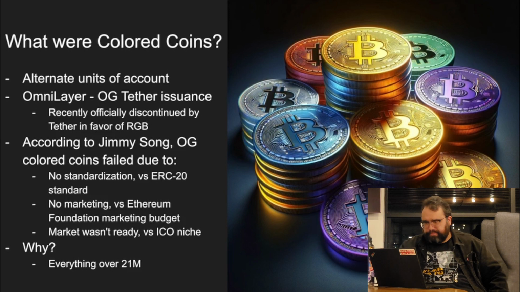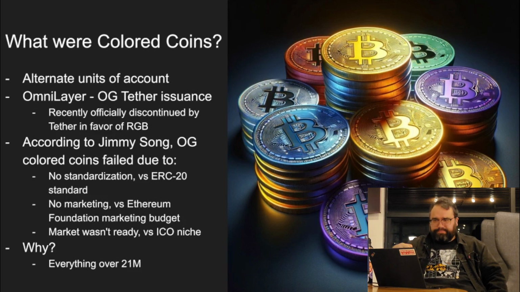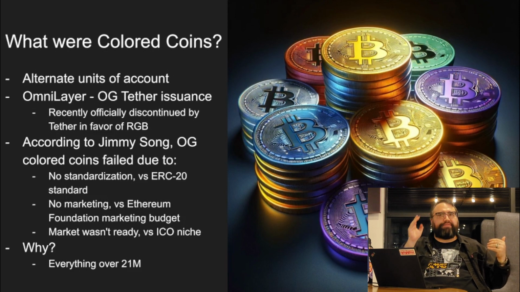Jimmy Song did a lot of work on colored coins early on. I'm sure you've all heard his name, but that was kind of his claim to fame. He was involved in some of those early projects, and they failed due to three reasons, he said. One is, they were working on several different standards, about 5 or 6 different on-chain protocols for just describing what a coin is, what a different unit of account is, and how to transfer it.